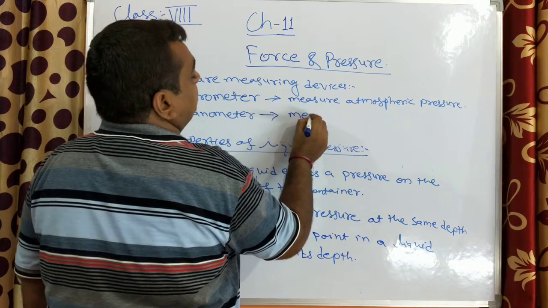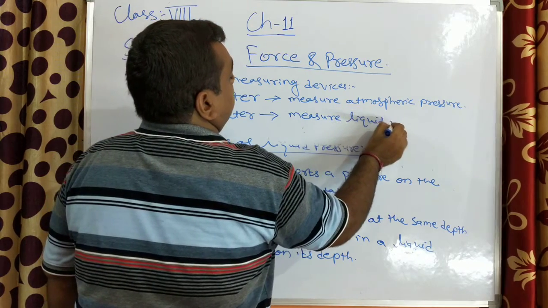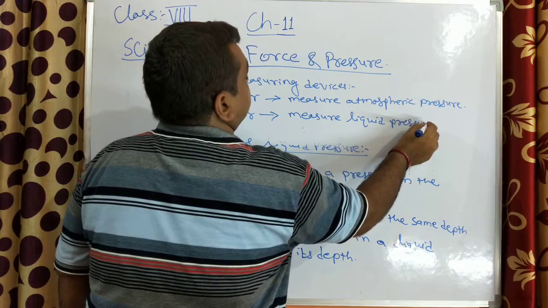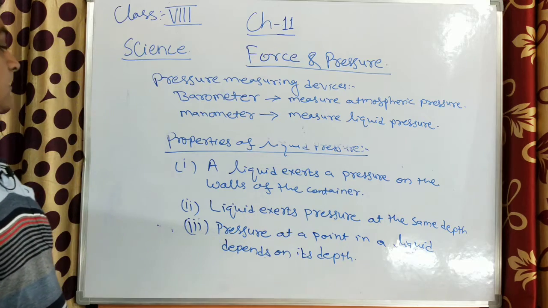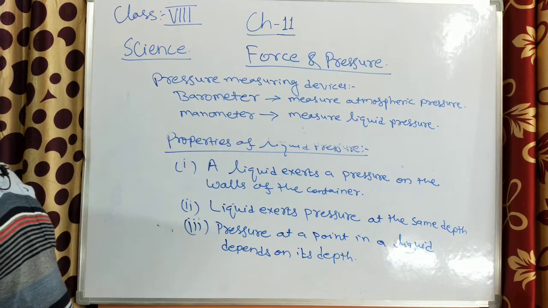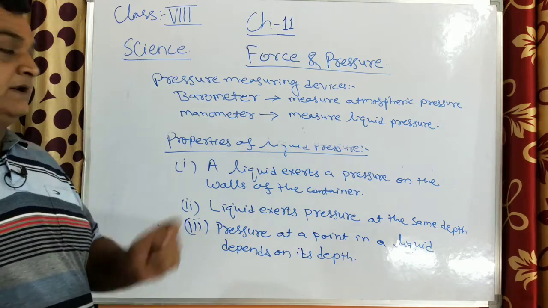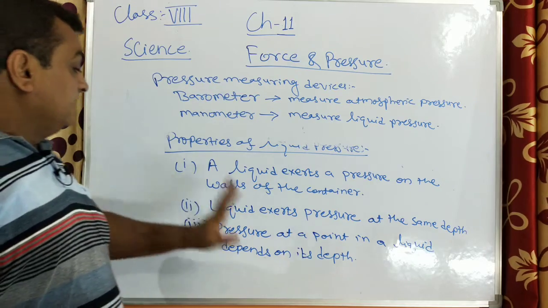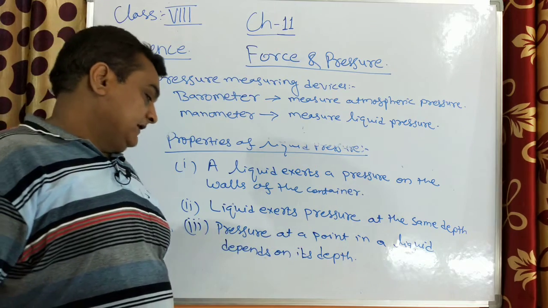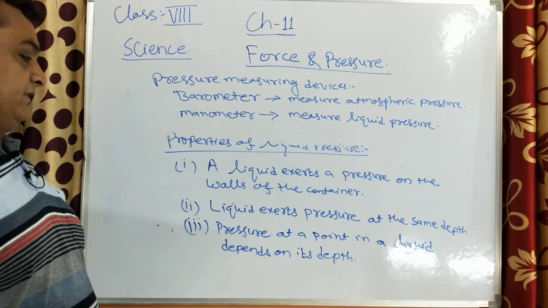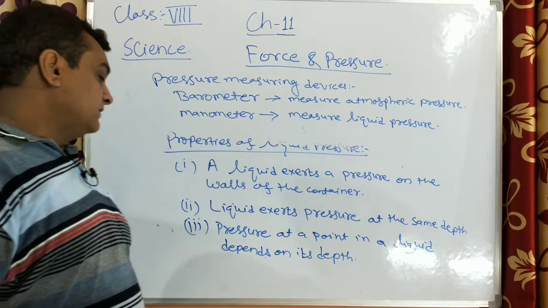Okay. So these are the properties of liquid pressure. A liquid exerts a pressure on the walls of container in which the liquid is kept. Liquid exerts pressure at the same depth, and pressure at a point in a liquid depends on its depth. Okay. We can explain the third point in other words. Pressure increases as we go towards the depth. Okay. And we use two pressure measuring devices, barometer and manometer.